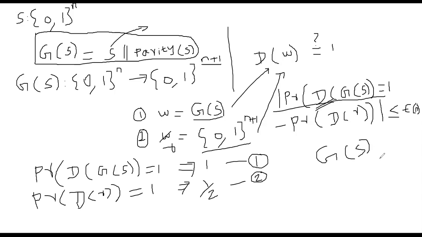We should be able to build a distinguisher D and show that D is able to distinguish between a truly random number and a pseudo-random number. And the logic of G of S is known. That's how the distinguisher is able to distinguish. Otherwise, it wouldn't be able to distinguish, right? It's an open security model.